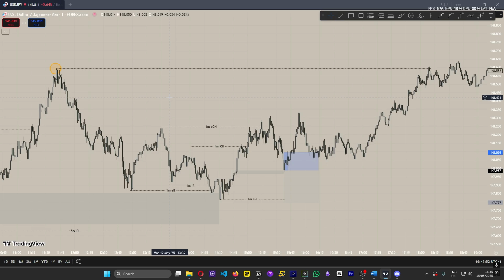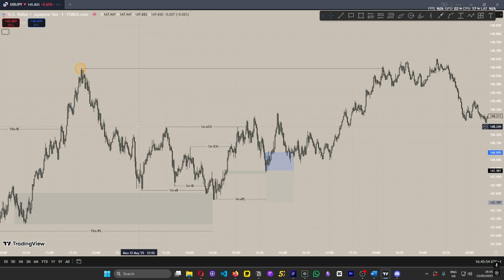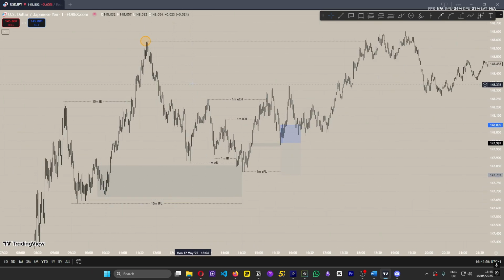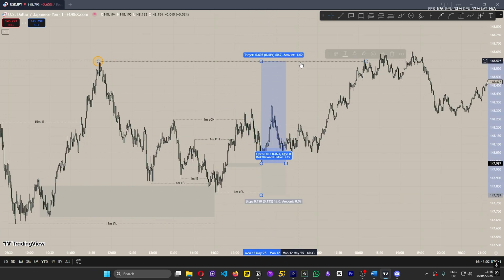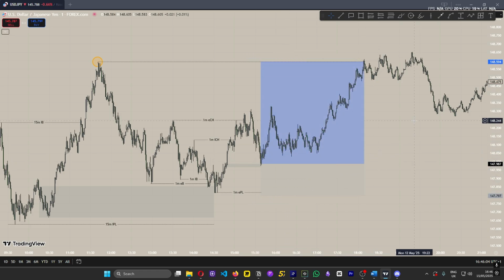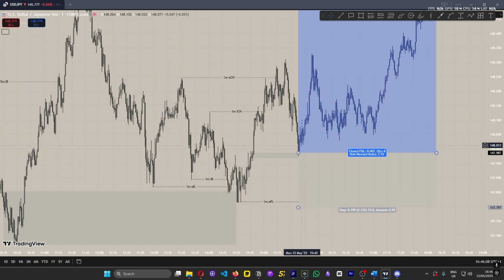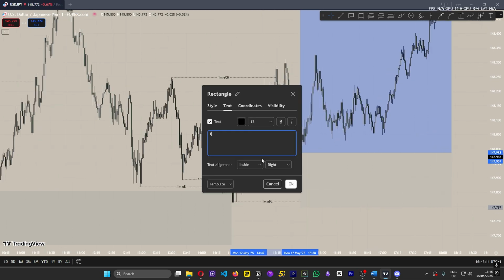The reason why this is the weak structure now is because we got confirmation that this low was respected by getting this order flow shift on the 1 minute time frame, and then you would just target that high up there. It's that simple. Now that right there is your fractal 1 minute unmitigated area of interest.